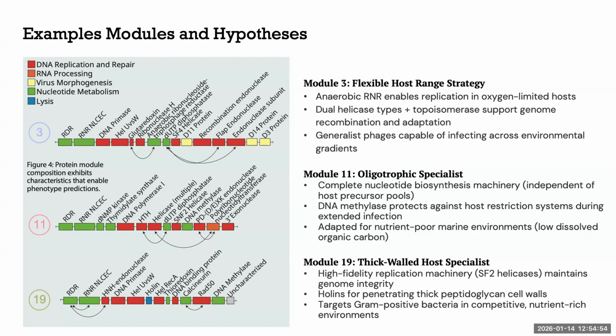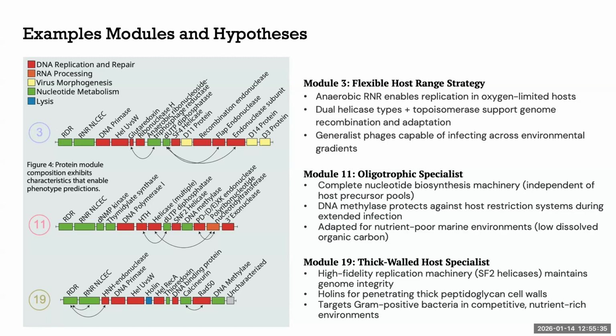And the hypothesis was, after looking at some of the genes that are in there, well, maybe this module is present in that class, or market segment, that has a flexible host range strategy, right? By the same token, we're able to find modules specific to the segment of oligotrophic specialists and thick-walled host specialists. So for example, this one has high fidelity replication, it has choline to penetrate thick peptidoglycan cell walls, and so on and so forth. So this was surprising. So definitely a lot of validation is needed.